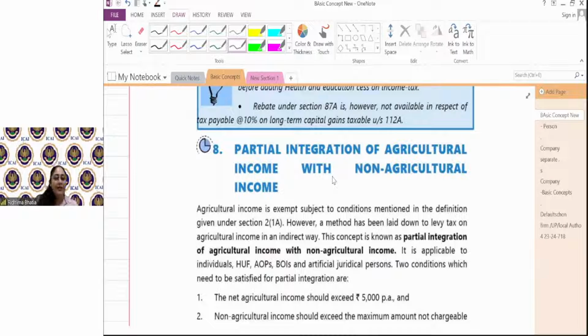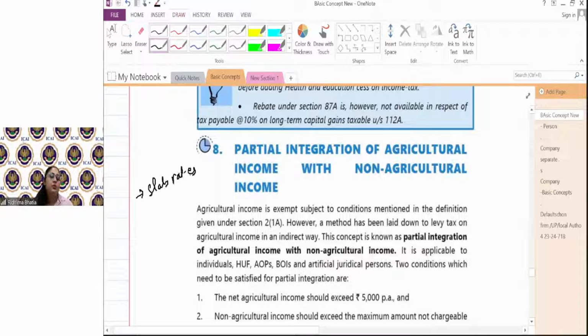First of all, why this concept? Now you will say, ma'am, till now you told that agricultural income is not taxable. Yes, it is not taxable. If an income is an agricultural income, guys, it is not taxable. But, but, the government saw that individuals, HUF, AOP, BOI, all of them who are paying tax as per an artificial juridical person, who are basically paying tax as per slab rates.